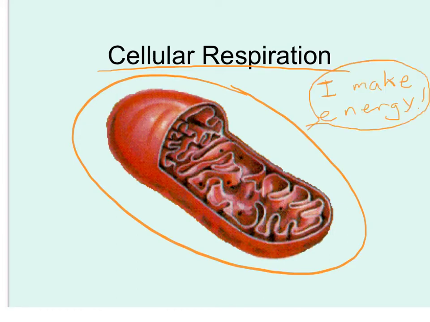Both plants and animals have mitochondria, but in plants, the chloroplasts generate the sugar that is eaten up by the mitochondria. In animals, we have to eat meals, food, to get the glucose that we need.